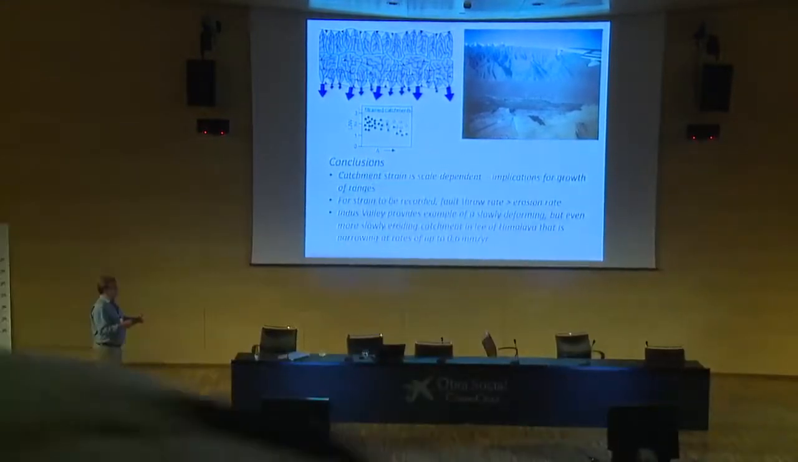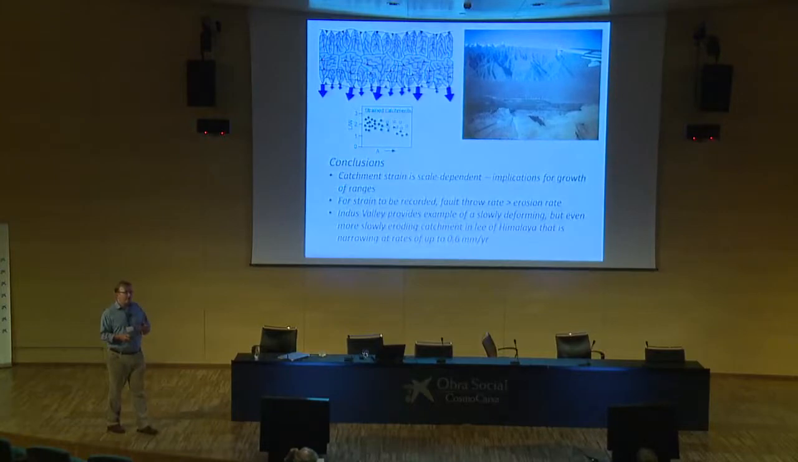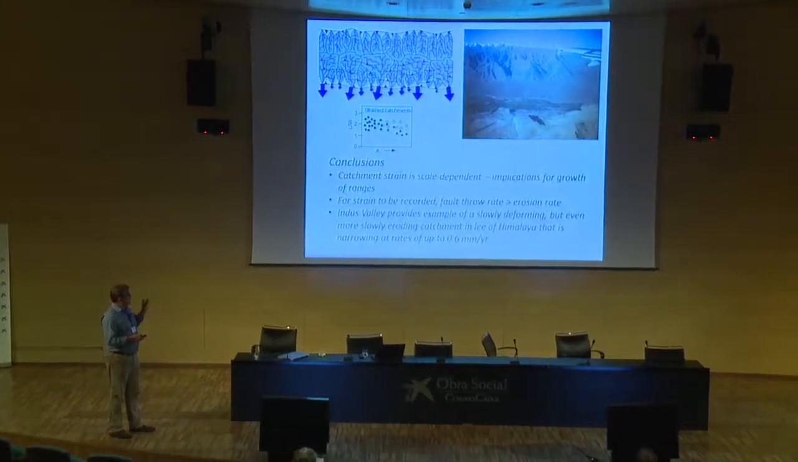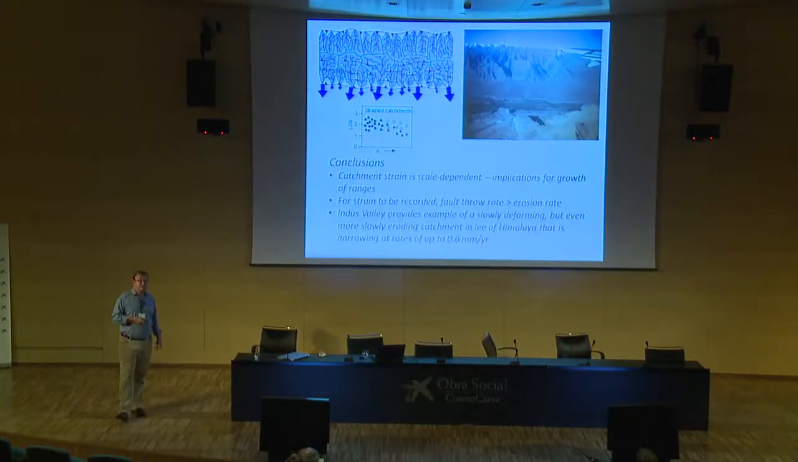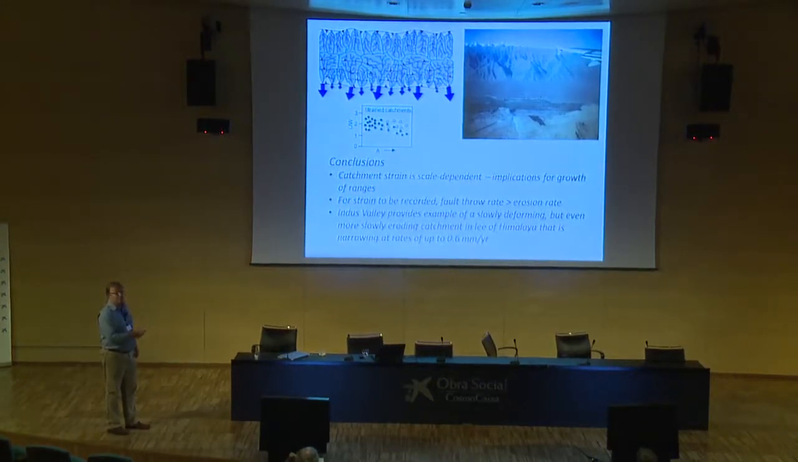And even in the lee of the Himalaya here, where deformation rates are very slow, the erosion rates are even more slow, meaning that you can still narrow at rates of about 0.6 millimeters per year, i.e. 6 meters per 1,000 years, 6 kilometers a million years. So it's those sort of rates we're looking at. Slow, but it's happening. And that's all I've got to say.